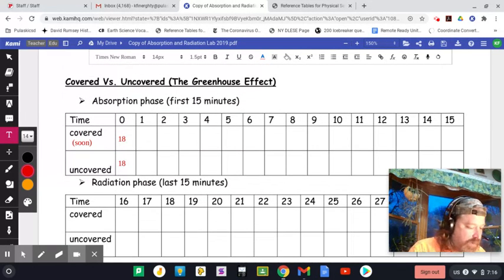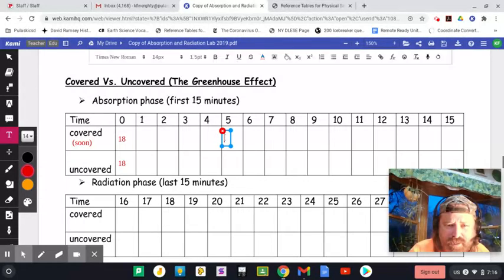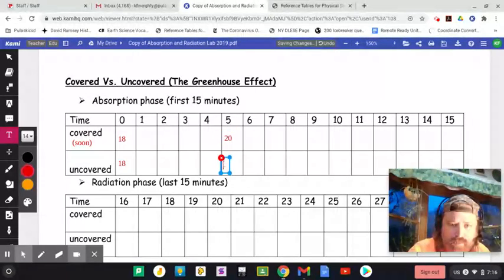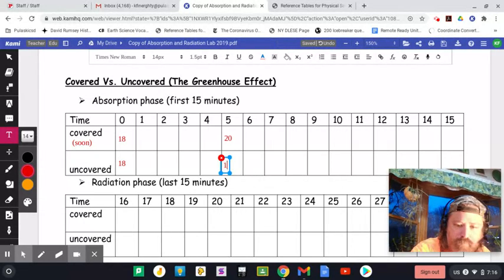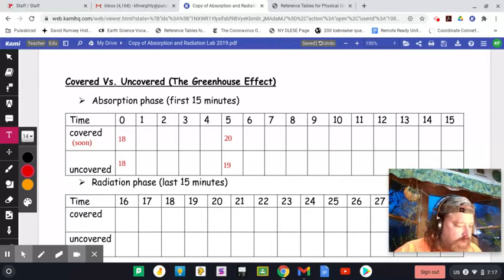I skipped the 5-minute reading here because I was babbling, but I'll plug it in because we've gone a little past it. So at 5 minutes, the soon-to-be covered one was at 20 degrees Celsius, and the other one was at 19. Heating up a little bit differently, but that's okay. That happens. All right. And that's going to get us almost to our 10 here. So rather than press pause, let's just keep going.